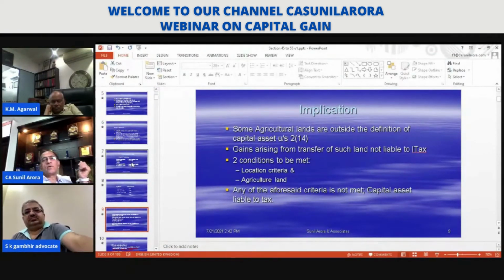Now, a gain arising from transfer of a land which is outside the definition of capital asset under section 2(14) will not be liable to income tax, because the charging section itself provides that the tax is on profits and gains arising from transfer of a capital asset. Once I say it is not a capital asset, then please note, the sale proceeds or the profit or gains arising from transfer of this particular agricultural land will be a capital receipt, not liable to be taxed under any other head of income, which I'll be coming back to. Stock in trade also I'll be discussing separately.